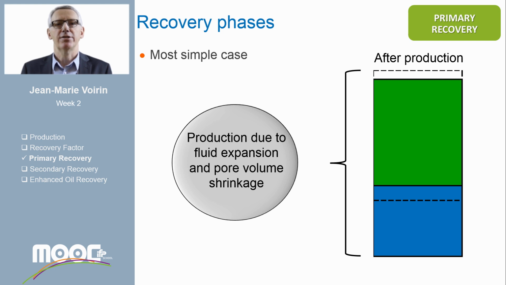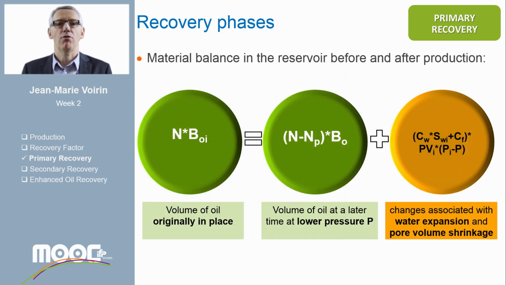This production mechanism always exists as soon as the pressure drops in a reservoir. Depending on rock and fluid characteristics, the amount of producible oil will vary. To estimate how much oil can be recovered, a material balance of the reservoir system before and after production can be done. In this particular case, it results in the equation shown here.